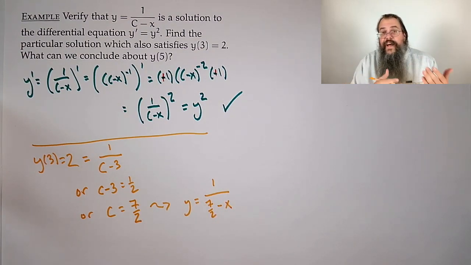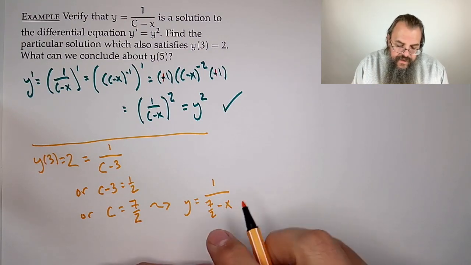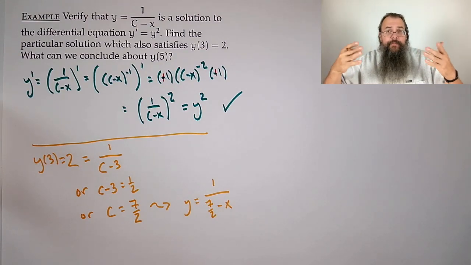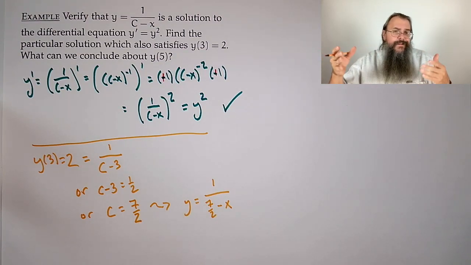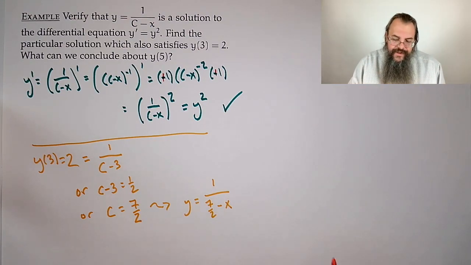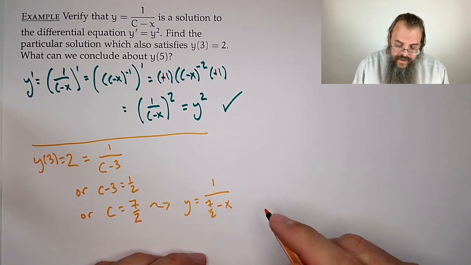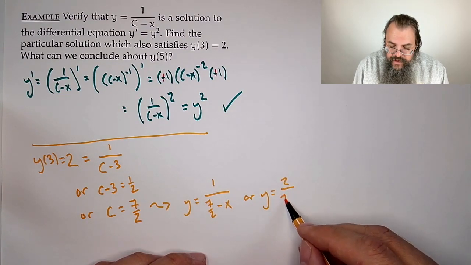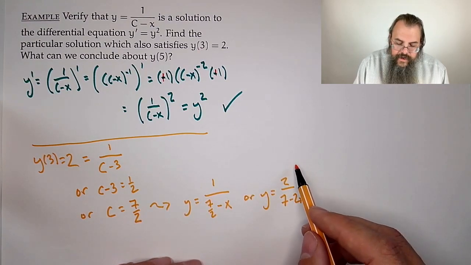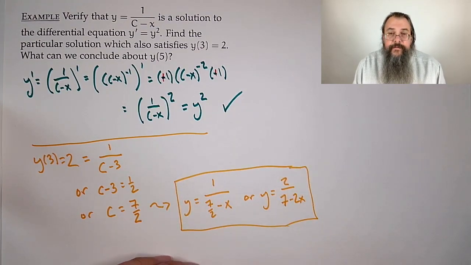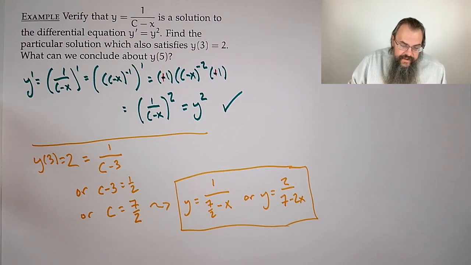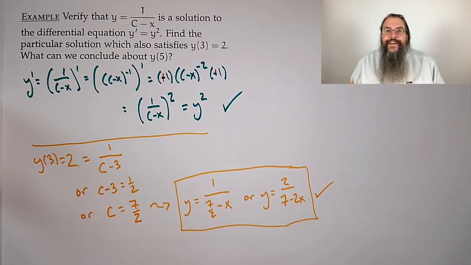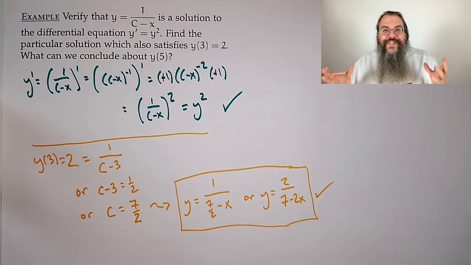Now, if you don't like fractions within fractions, you can get rid of this by asking, what do I need to multiply by to clear out that 2 downstairs? I've got to multiply by 2. So if you multiply top and bottom by 2, then you'll get another way to write this function. It's the same function. It's just written in a different way: 2 over 7 minus 2x. All right, great. So that's the next sentence, right? Find the particular solution. All right, good. We found it. And then there's this last question.